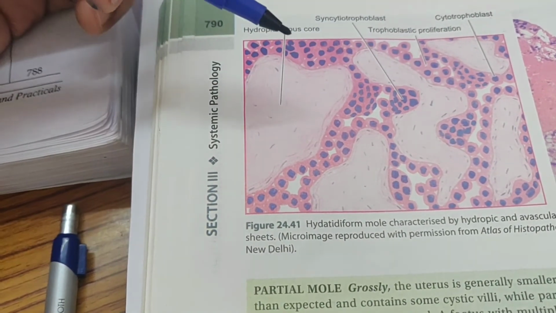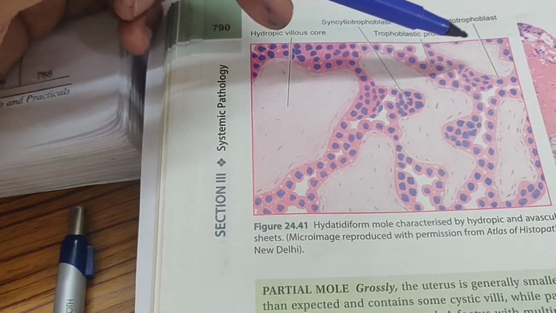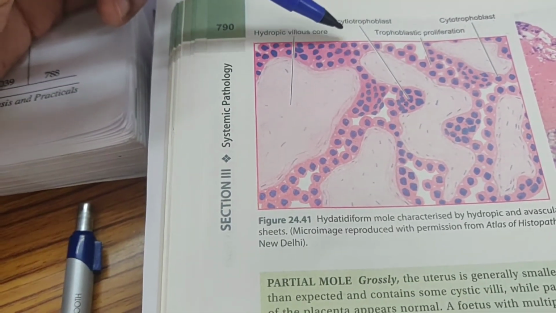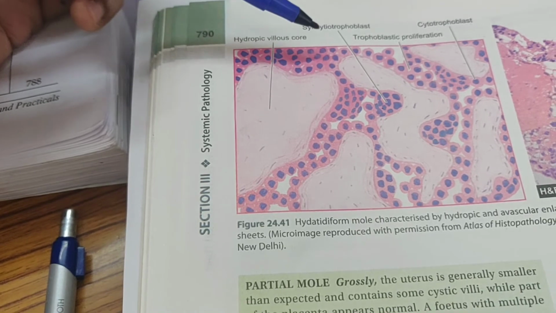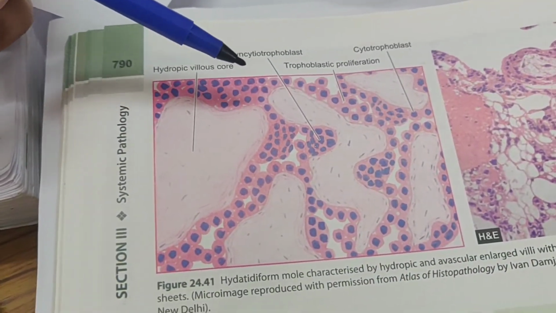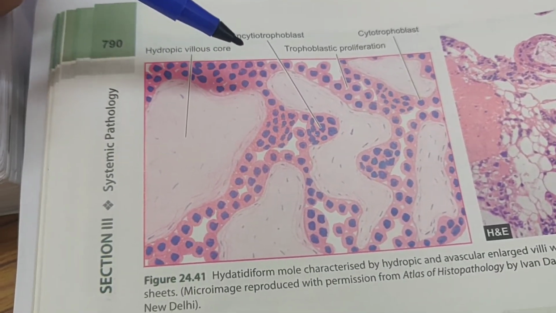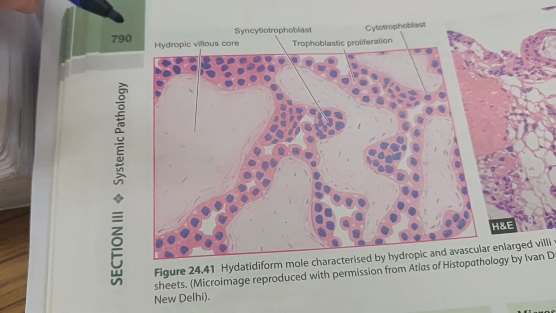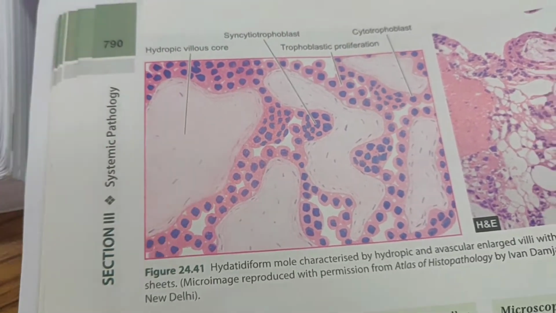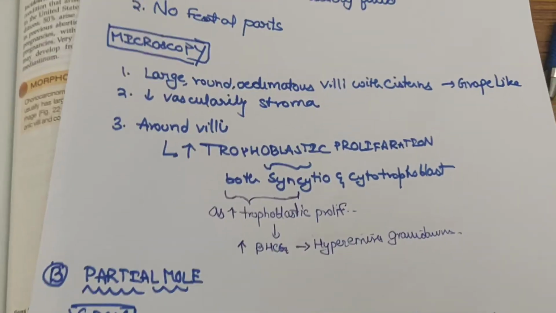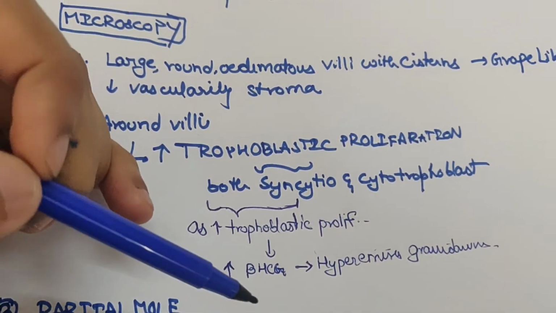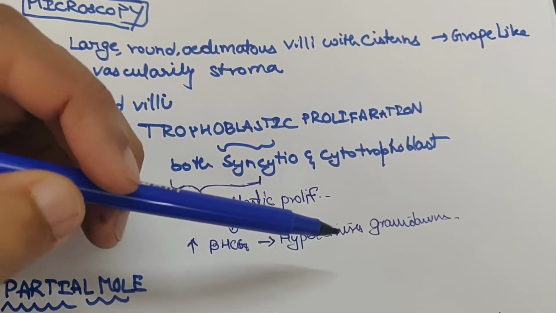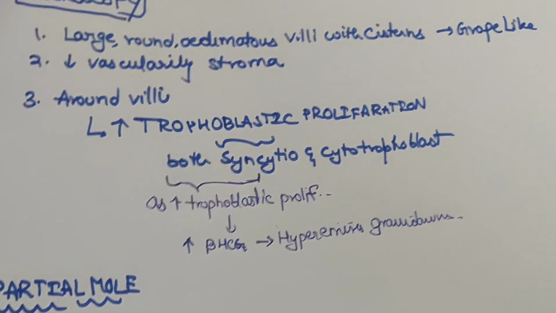So in trophoblast we know there is syncytiotrophoblast and cytotrophoblast. The syncytiotrophoblast, I said, will produce beta HCG, that is human chorionic gonadotropin. So due to increased proliferation there is more beta HCG in this type of molar pregnancy. In the serum of the patient there is increased beta HCG level, so it causes hyperemesis gravidarum, means increased morning sickness.